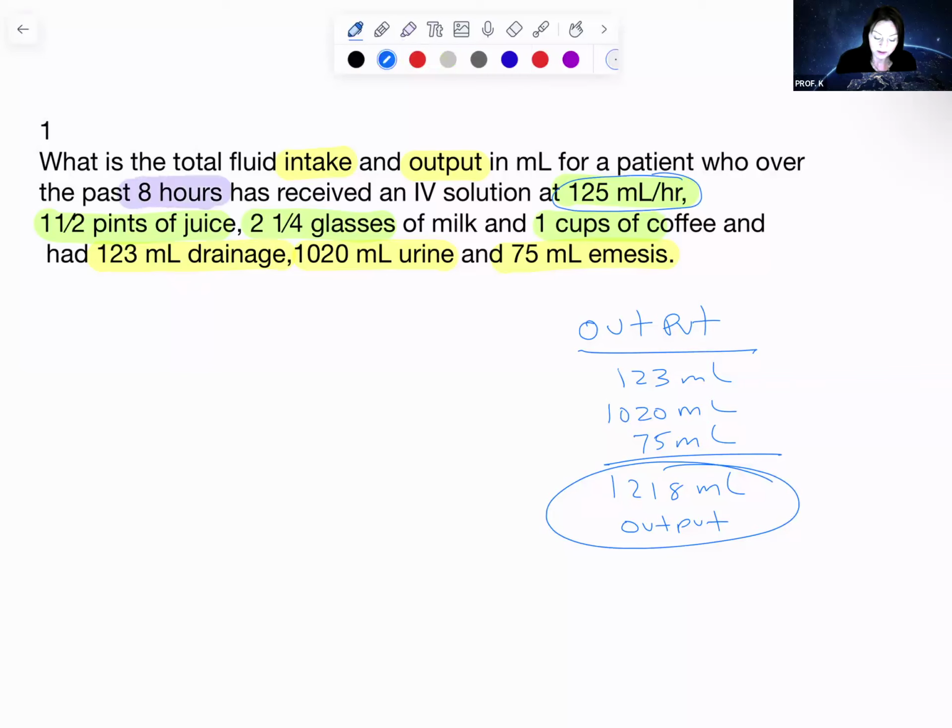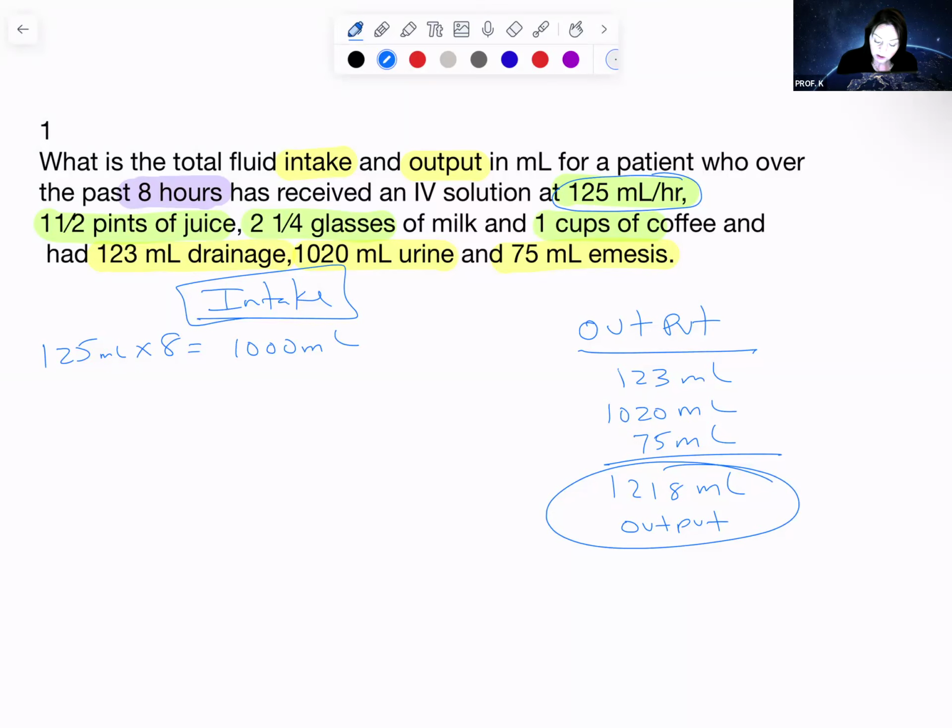Right on. The question said for 8 hours. So 125 milliliters times 8 is 1,000 milliliters. So this is my intake or input. So I have 1,000 milliliters.